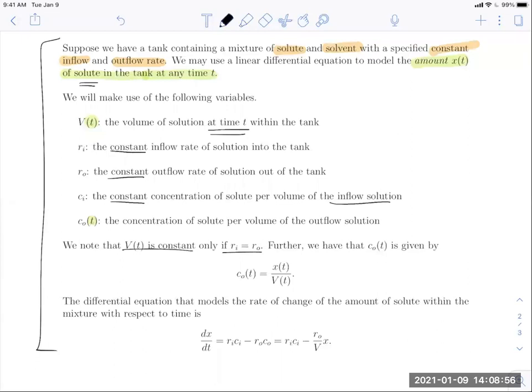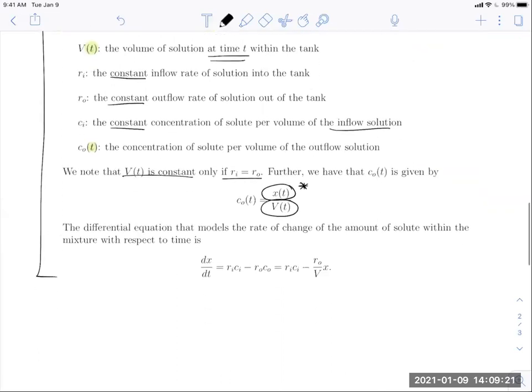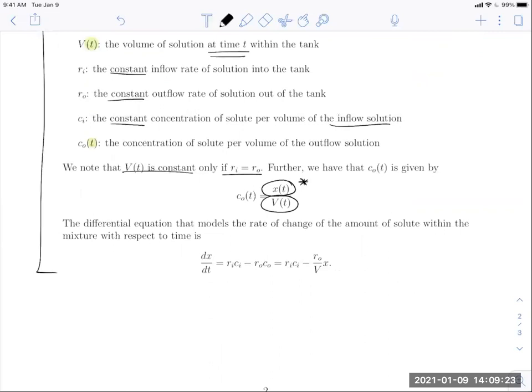We can express the concentration of the outflow solution, C subscript O of t, as the amount of solute, x of t, divided by volume. So concentration, again, is just going to be amount per volume here. Here's where we're seeing that x of t value that we're going to be solving for. So putting it all together, we can model this rate of change in the following way.